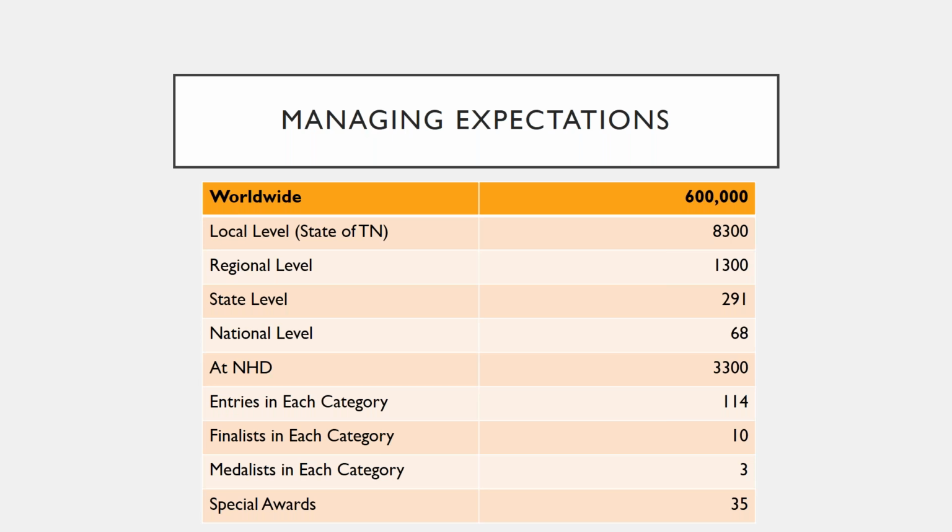In each category, there are like 56 or 57 affiliates. The number sometimes fluctuates. So if it's 57, each affiliate is allowed to send 2, so 114 students or projects in your category. Out of those, 10 go into the finals. And out of those finalists, 3 of them get a medal. And then there's about 35 special awards. So just to make it to National History Day, you're in the top 3,000 or so out of 600,000 kids around the world.